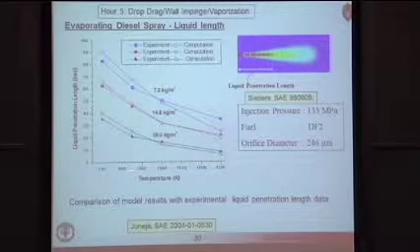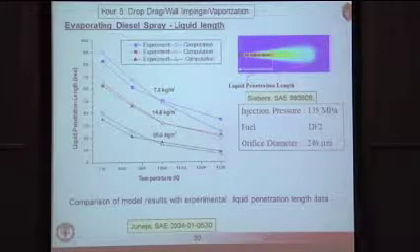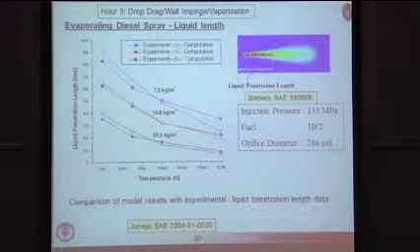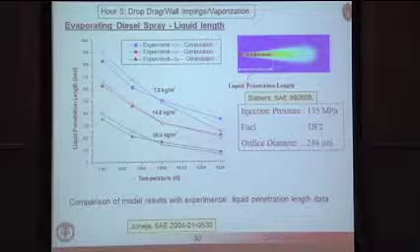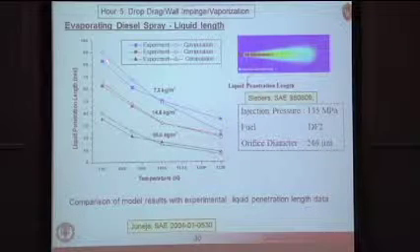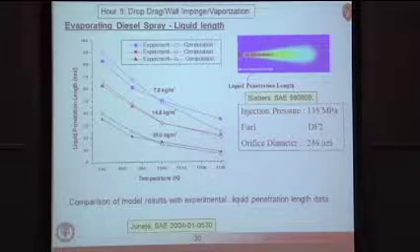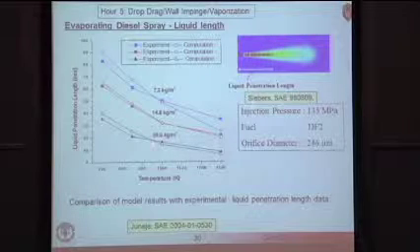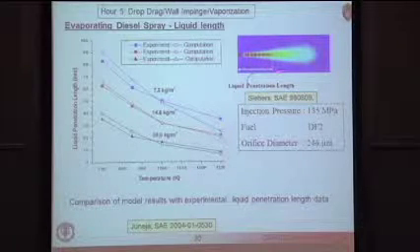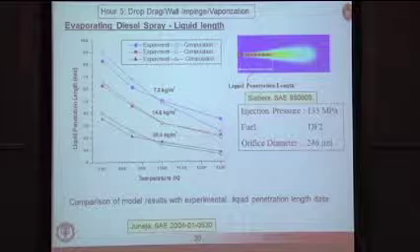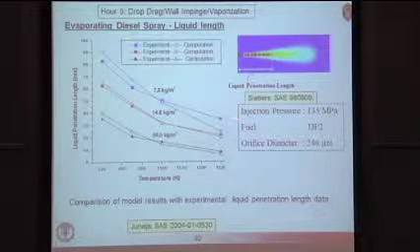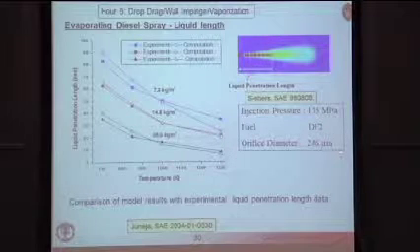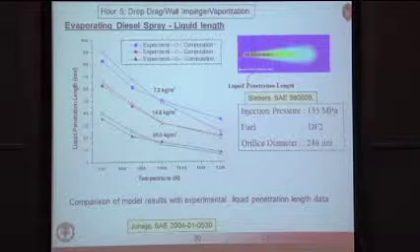It obviously depends on temperature. The higher the temperature of the gas in the chamber, the faster the vaporization process, the shorter the length. Here you see some comparisons between measured and calculated liquid lengths as a function of the gas density in the environment. And you can see the trends are pretty well respected for, in this case, diesel fuel through a 246 micron hole nozzle.